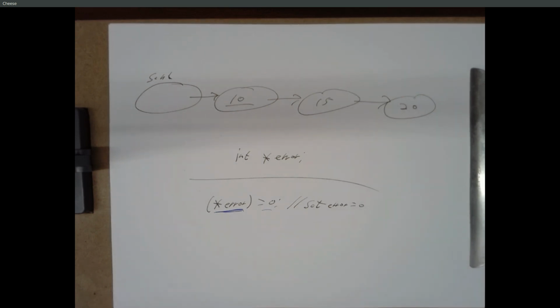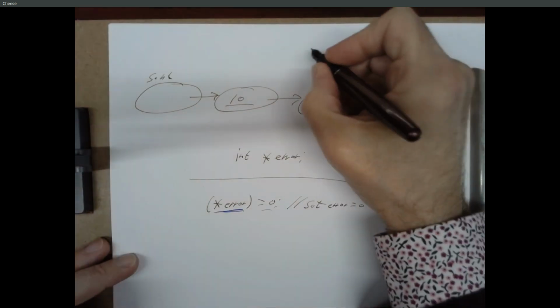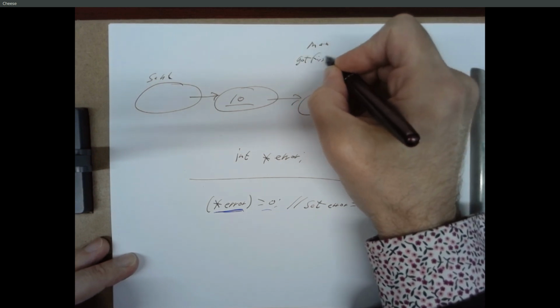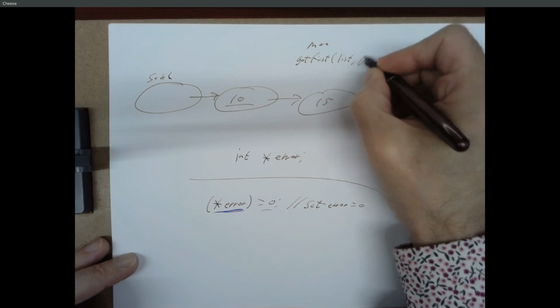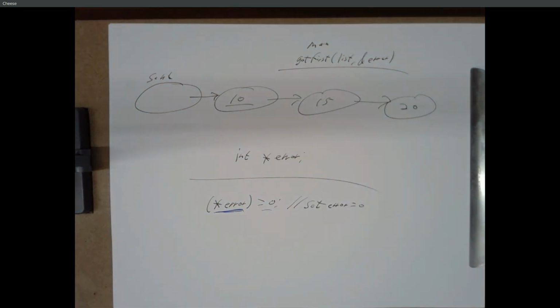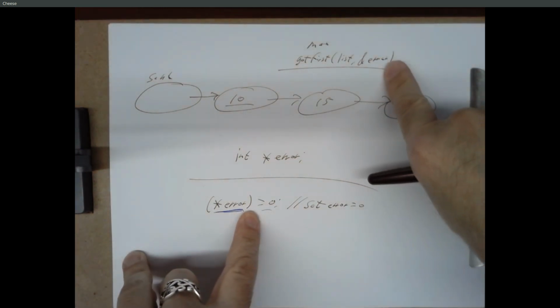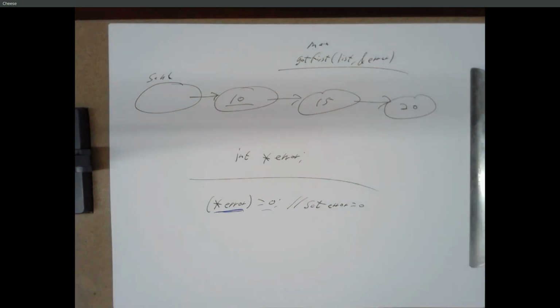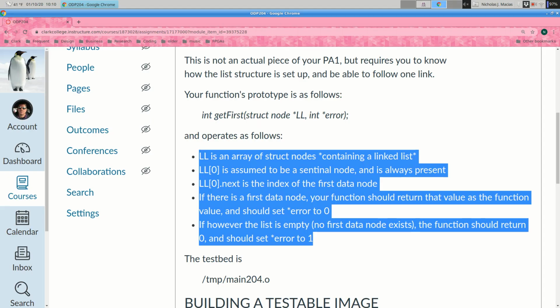So now in the main program, if the main program calls with a second argument of &error, this will cause main's variable error to be equal to 0. All right, so this is how we pass things by reference in C. And if in your get first you find there is no first node because the list is empty, then you should set the value of error to be equal to 1.